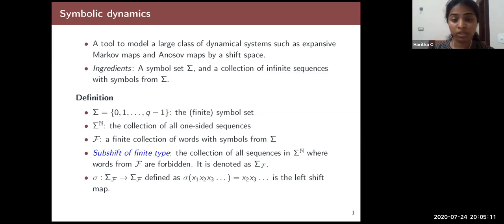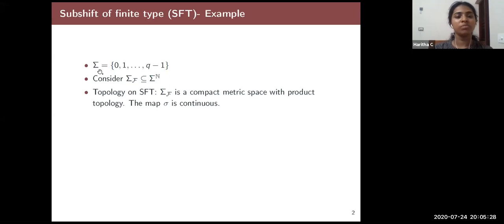And there is a map on this space which is called the left shift map, and it is obtained as follows. So sigma of a sequence is given by deleting the first entry and shifting it to the left. So sigma is a finite set, it has the discrete topology, and sigma F is a subset of the product of this space sigma. Hence it has a product topology, which is a compact metric space with respect to this, and the map sigma is continuous.